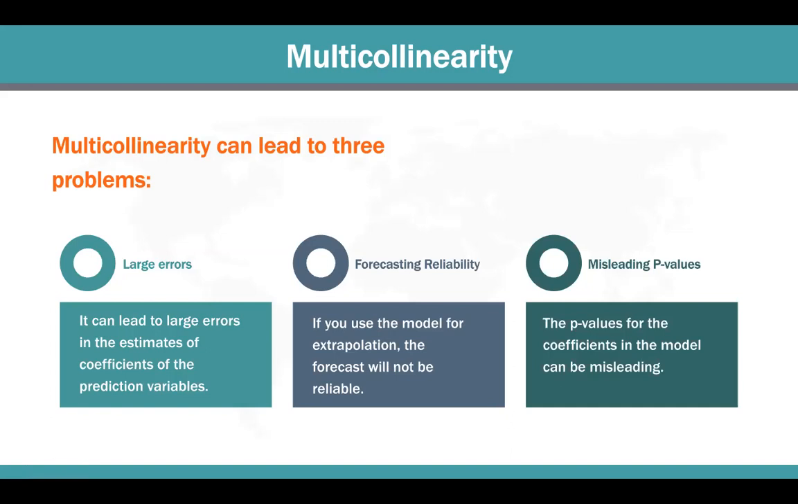And the third one we call misleading p-values. The p-values for the coefficients in the model can be misleading. They can suggest that we should drop predictor variables that are in fact useful predictors. This is because the p-values tend to be too high. As I mentioned before, if the p-value is higher than 0.05, we may not want that variable anymore. So they tend not to fall below 0.05 when they should, if multicollinearity exists.